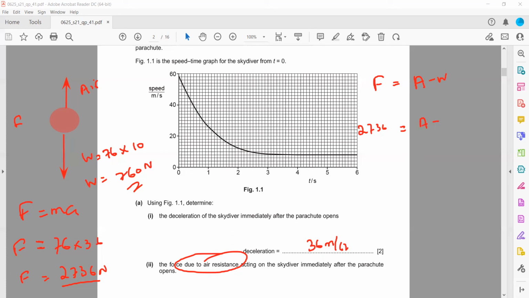So 2,736 plus 760. When we add 760 plus 2,736, this will give us 3,496 Newton. So the air resistance which is acting equals 3,496, or I can say 3,500 if I round off.